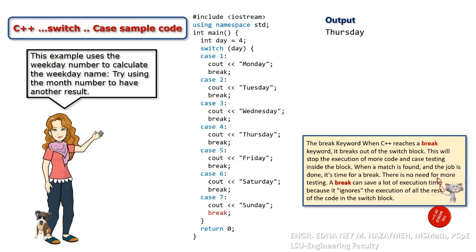C++ switch case sample code. This example uses the weekday number to calculate the weekday name. Try replacing the weekday number with a month number, to get the month name. You can get familiar with the switch case statement if you code and run this example in your C++ compiler. Then notice also the break keyword. It stops the execution of more code and case testing in the block. This break keyword will be executed when a match is found.